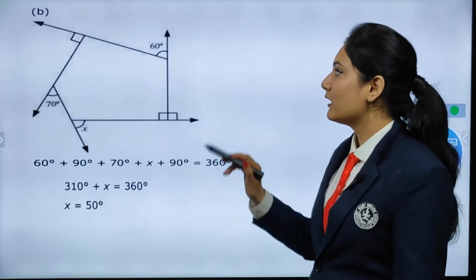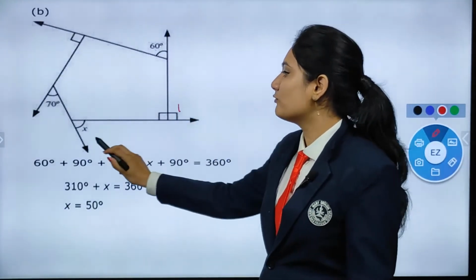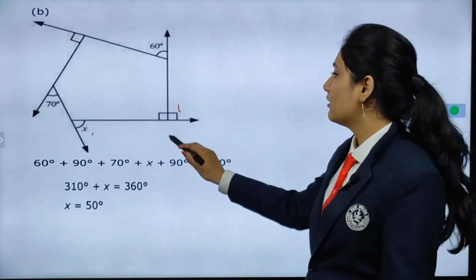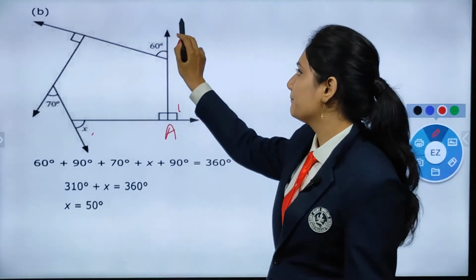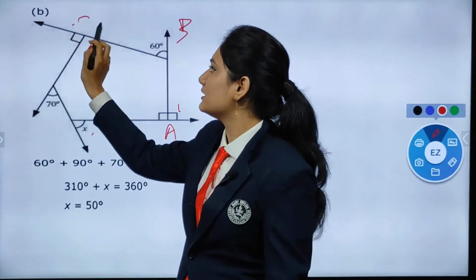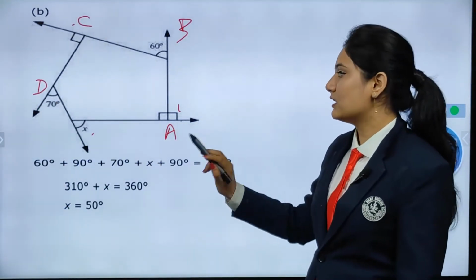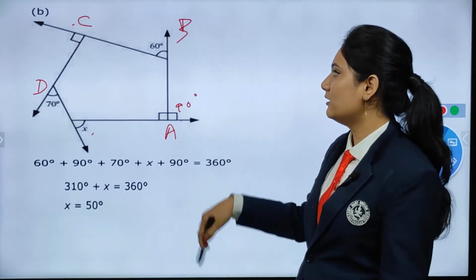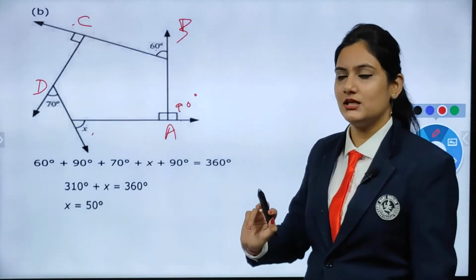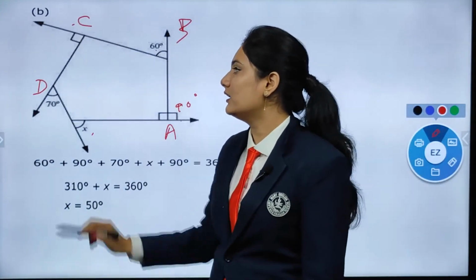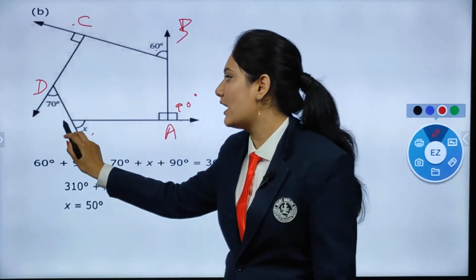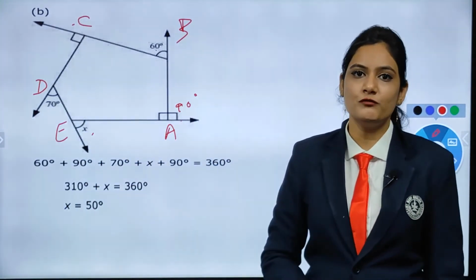Second question, here you have to find the value of x. Let's suppose this is A, B, C and D. Now children, see, angle A is given, this is 90 degree, angle B is 60 degree, angle C is 90 degree, angle D is 70, and here angle E we have to find it out.